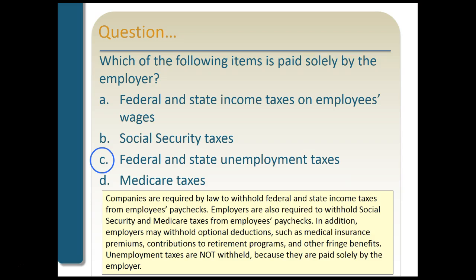Companies are required by law to withhold federal and state income taxes from employees' paychecks. Employers are also required to withhold Social Security and Medicare taxes from employees' paychecks. And in addition, the employers may withhold optional deductions such as insurances, contributions to retirement plans, and other fringe benefits. Unemployment taxes are not withheld because they are paid solely by the employer.